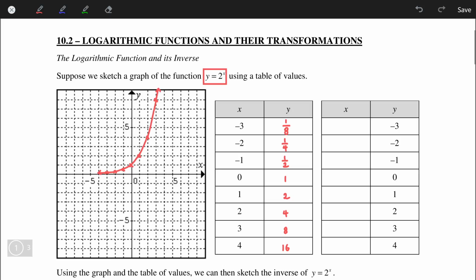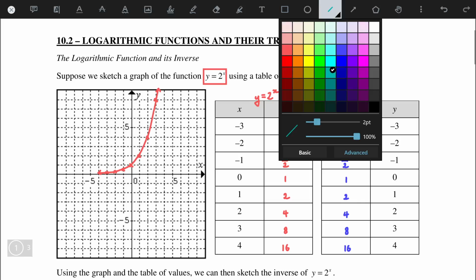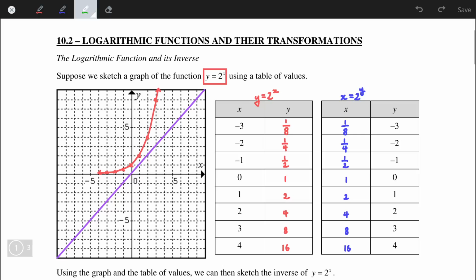So next, we can consider the inverse of this function. That, of course, will be x equals 2 to the y power. Okay, so when x is equal to 1 over 8, y is equal to -3. When x is equal to 1/4, we have -2. Then 1/2, 1, 2, 4, 8, and 16 once again. And we know that the graph will be reflected over the line y equals x. So let's draw that in first.